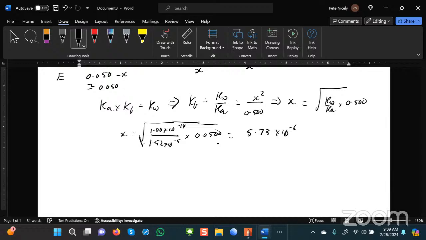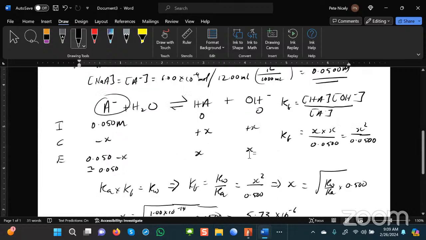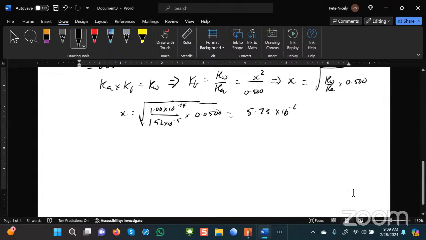But we're not finished yet, because remember the question is asking for the pH, right? What we have calculated so far is x. And what is x equal to based on the second ICE table here? X is equal to the concentration of HA, but it's also equal to the concentration of OH minus. So we can set this to be equal to the concentration of OH minus. Now that we know the concentration of the hydroxide ion, how do we find the pH?